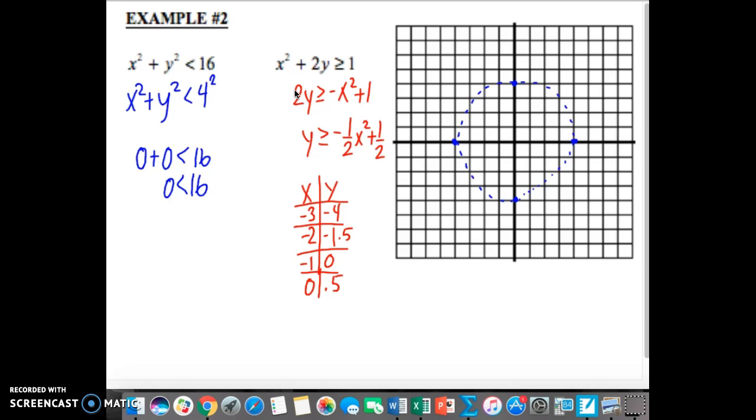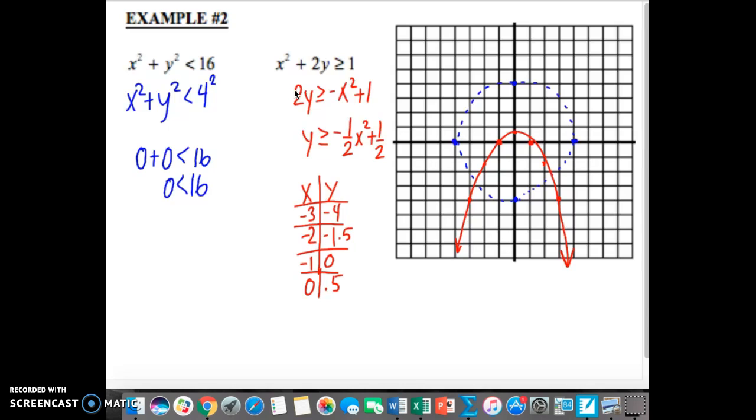So going in and plotting these points, at negative 3, we have a y value of negative 4, negative 2, negative 1.5, negative 1, 0, and then 0, 0.5. And since the vertex is 0.5, we can go ahead and plot the points in, reflecting off the axis of symmetry. And since we have a greater than or equal to symbol, we know that this will be a solid line. So it will look something like this.